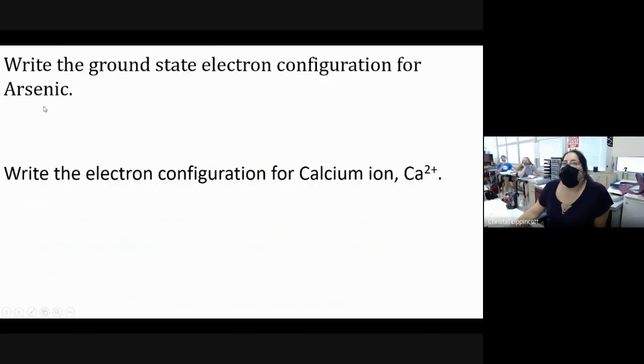All right, so write the ground state configuration for arsenic, and then we'll talk about what ground state means here in just a minute.